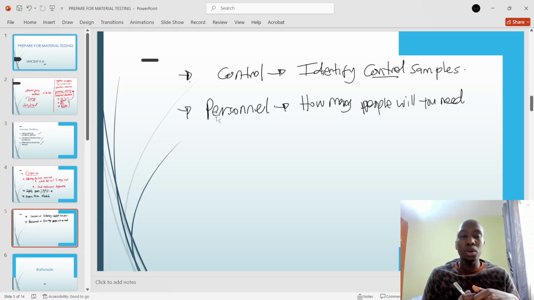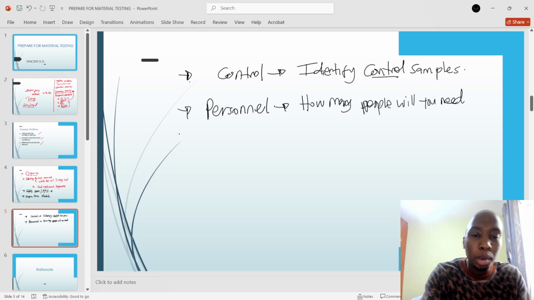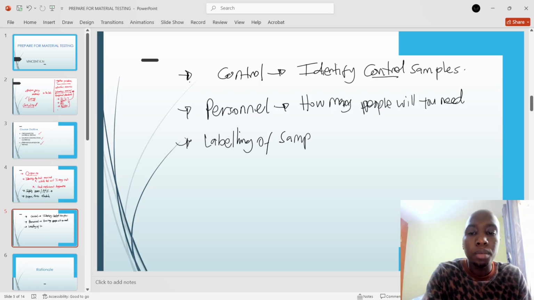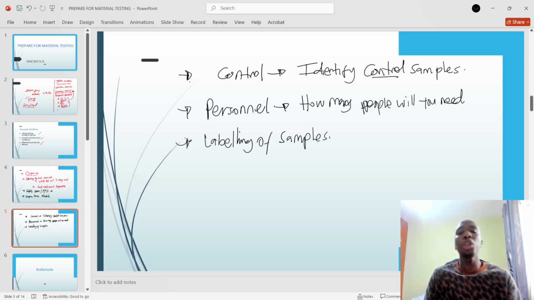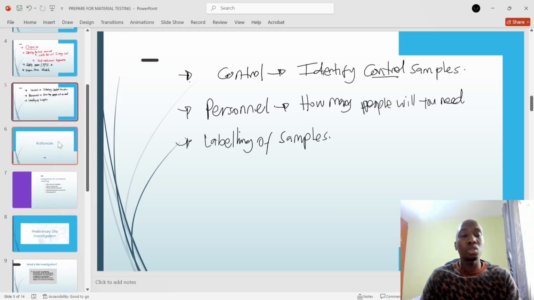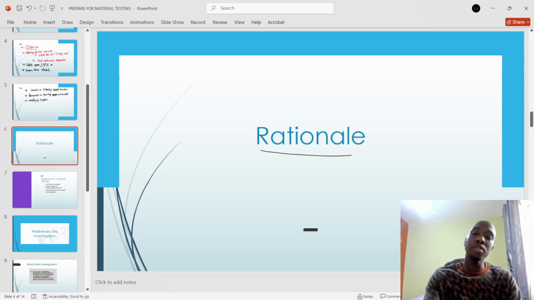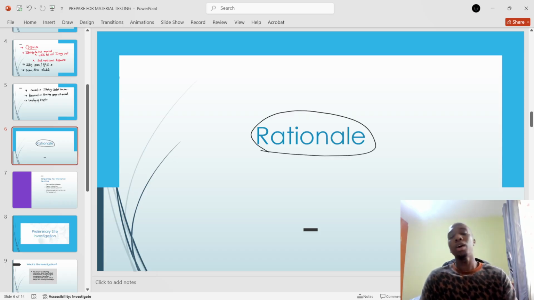You also need to identify labels. How will you label the samples? Labeling of samples is one of the things that you'll need to check. So that served as a rationale of why we organize.